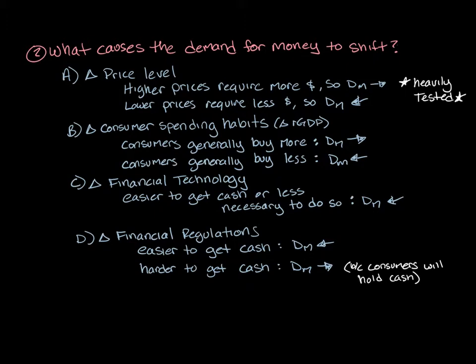Because the easier it is to get money, the less money I'm inclined to hold on to. Because if I need it, I can easily access it. Any financial regulation that would make it harder for consumers to get a hold of money would increase the demand for money. Because if it's going to take a lot of effort for me to get cash out, I may take out more than I need and hold on to it just so that I don't have to go through the hassle of getting it later.